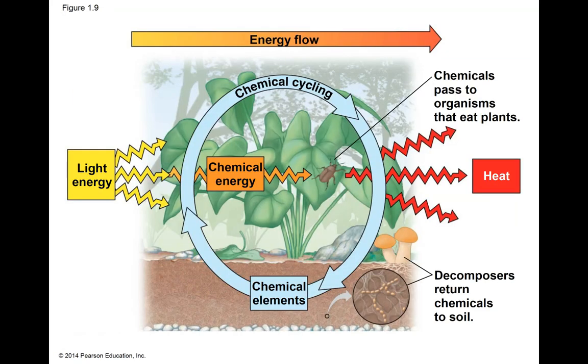So here's a picture to illustrate some of this. We have light energy that comes into our plants that photosynthesize, and then we have consumers that are going to eat those plants. You'll also see that we have some decomposers here that are going to be returning some nutrients back into the soil. You'll also learn a little bit about the water cycle and things like that. All of these different cycles are going to help materials get recycled or flow through an ecosystem in order to make life possible.